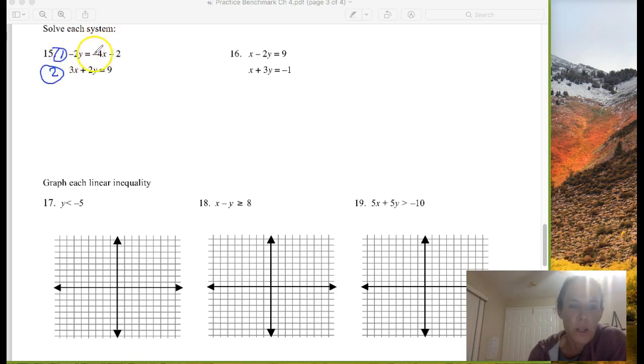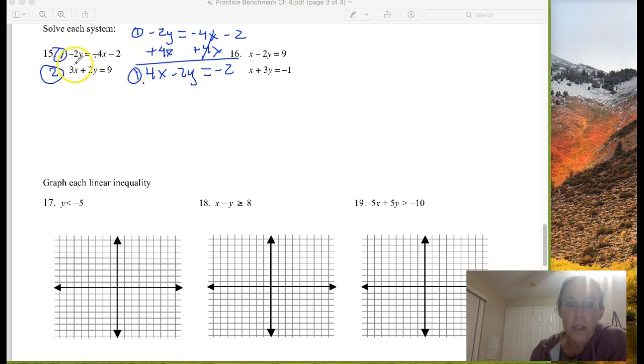Let's rewrite equation 1 by getting all the x's and y's on this side like this one is. So I'm going to take equation 1 up here: negative 2y equals negative 4x minus 2. If I add 4x to both sides and rewrite this, it will look like 4x minus 2y equals negative 2. So here's new equation 1.